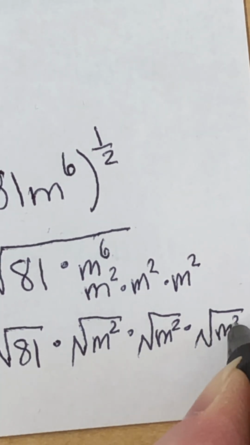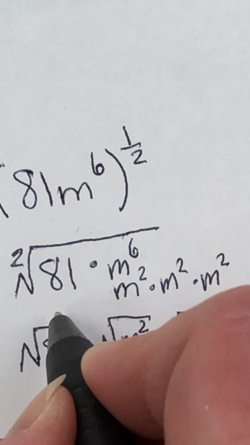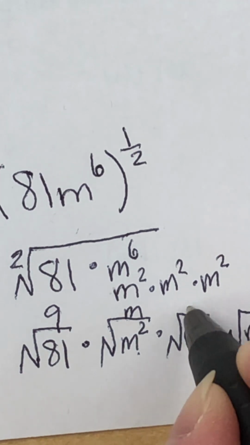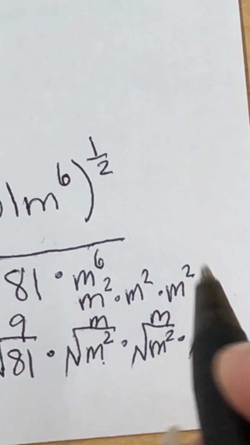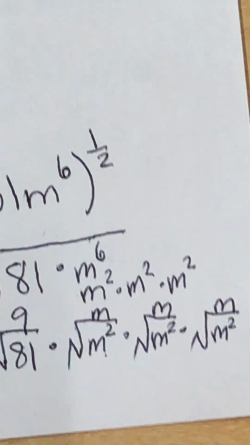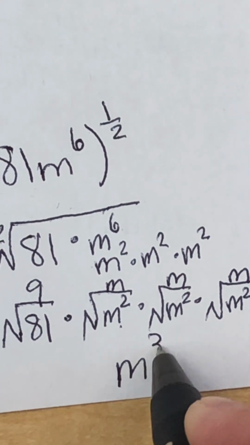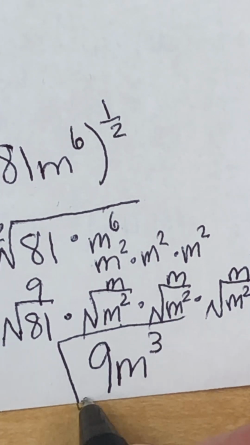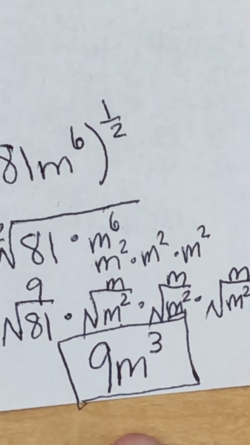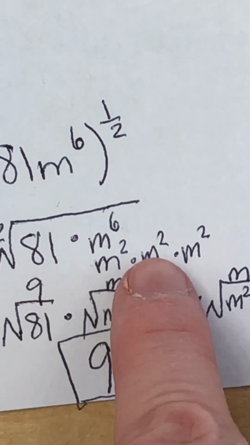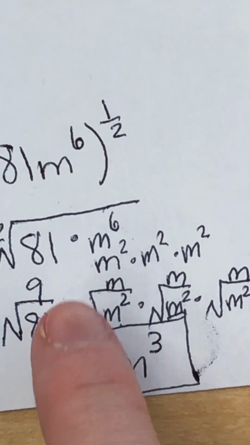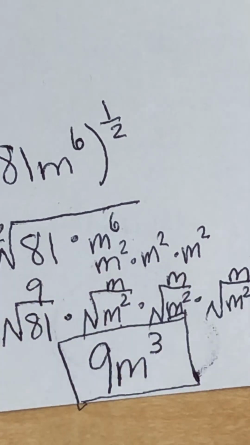So what is the square root of 81? 9. What is the square root of m squared? M. What is the square root of m squared? M and another m. And remember, this is m times m times m, which is m cubed. And then we had the 9. And that's the answer we got in the first place. So this is eventually what your answer should be, 9m cubed. But you have a way of taking these and splitting them up. Now this right here is a concept that nowhere in schooling have you done yet, so I expect you to be confused at the beginning.